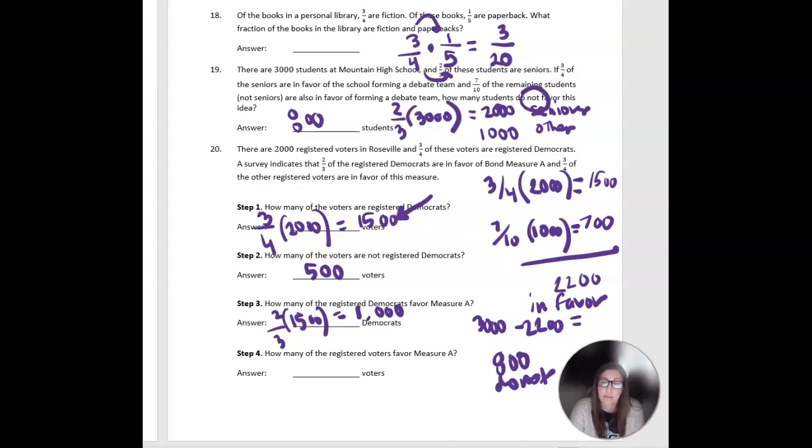And the last one, how many of the registered voters? So 3/4 of the other people. So 3/4 of the 500. And let's see. I'm going to use my calculator. Oh my goodness. 375.